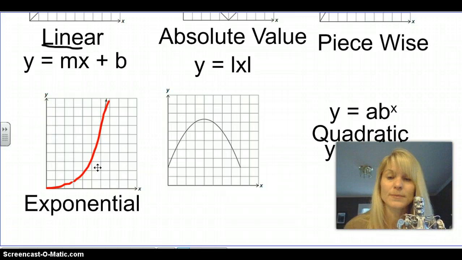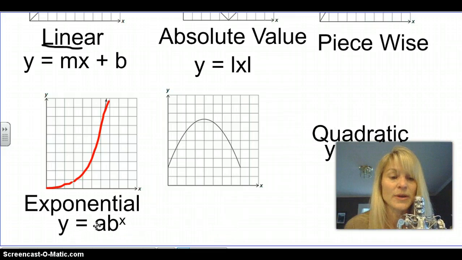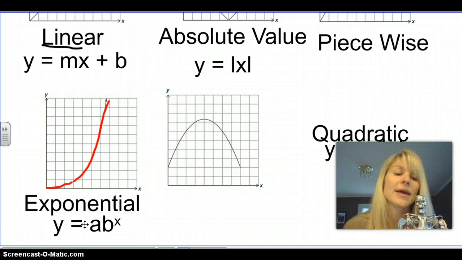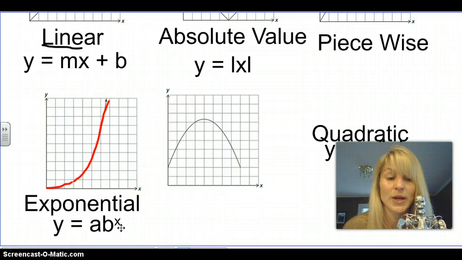opposite way as well. And the exponential equation, the standard form, looks like this: y equals ab to the x power. So an exponential equation will always have the x as the exponent. Okay, and then we'll get into more detail later about what the a and the b values are. But you can recognize an exponential equation by having x as its exponent.